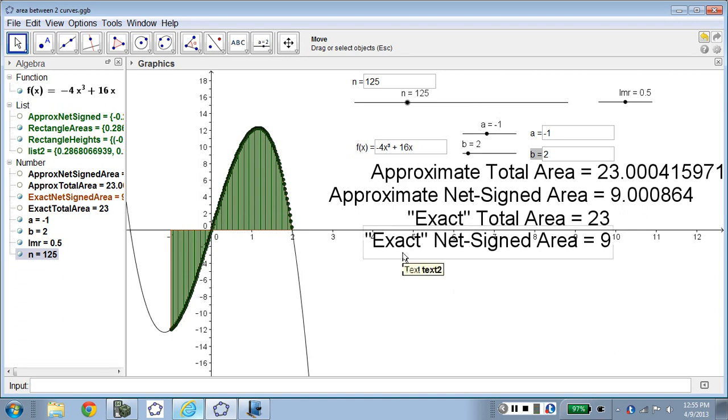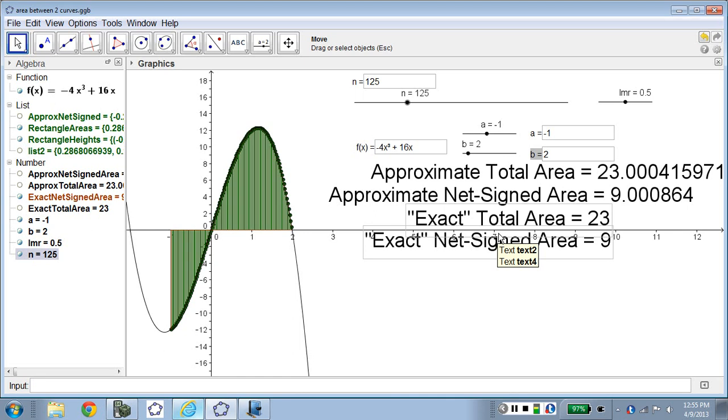So the exact net signed area is 9. The total area bounded by the curve and the x-axis is not 9. It's 23. If we take the area of region 1 down there, and the area of region 2, and add those areas together, it's actually 23. It's when we subtract, find the difference in the areas, that it's just 9. Just important to know what the antiderivative tells us.